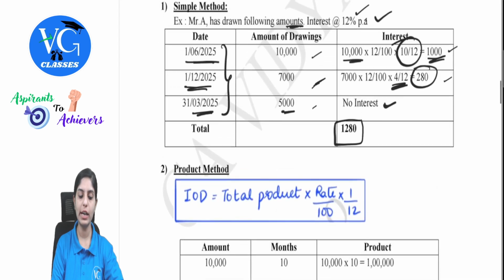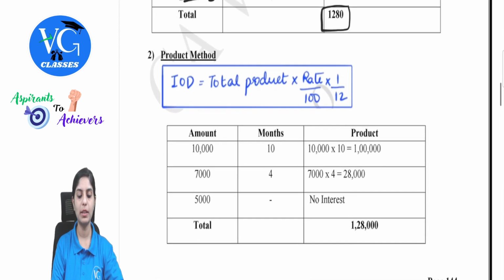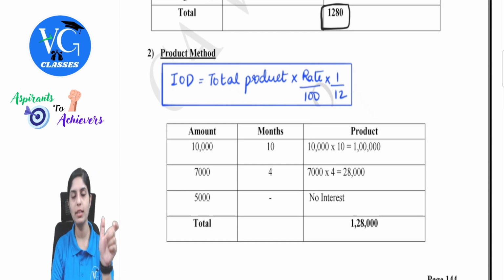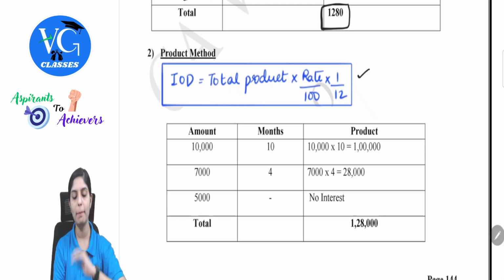So the next method is the product method. As we saw in the simple method, we directly applied percentage and then number of months. Under the product method, we will first calculate the amount of drawings with number of months, which will be called the product. We will first find out the total product and then use this formula: total product into rate by 100 into 1 by 12.